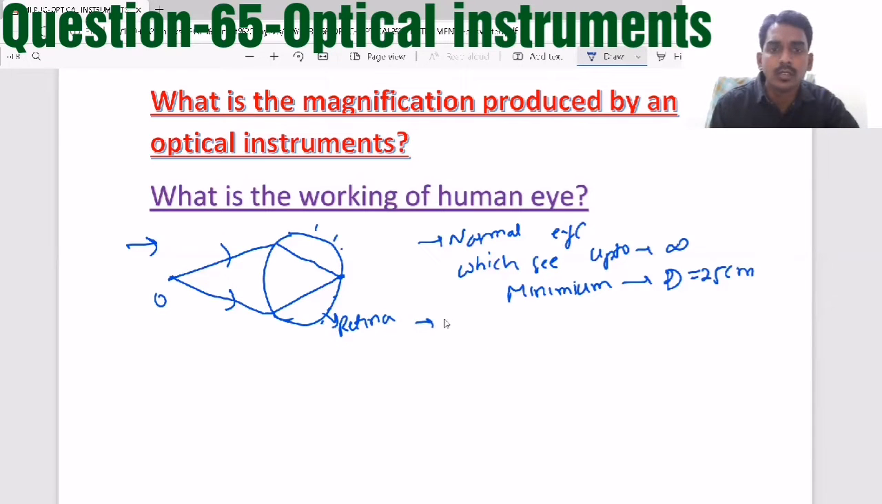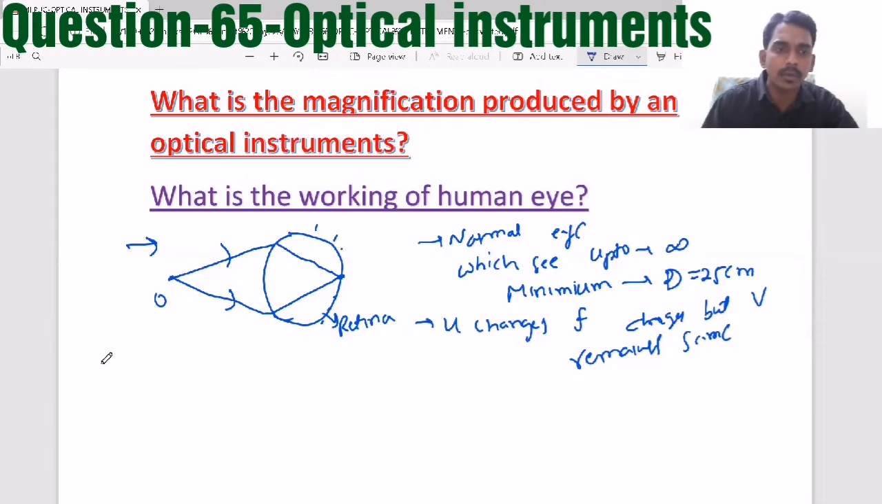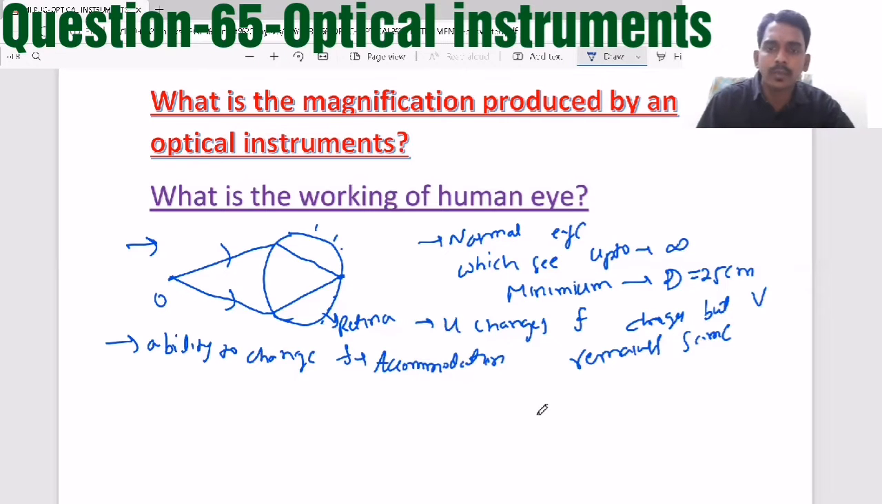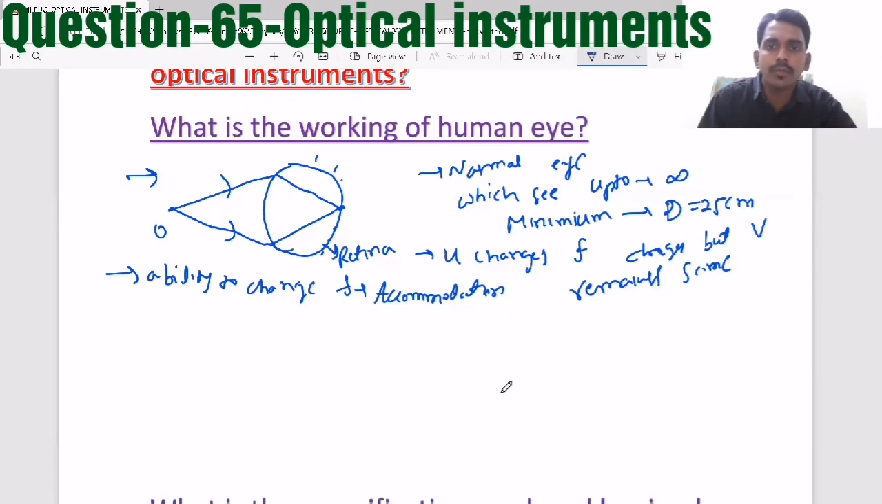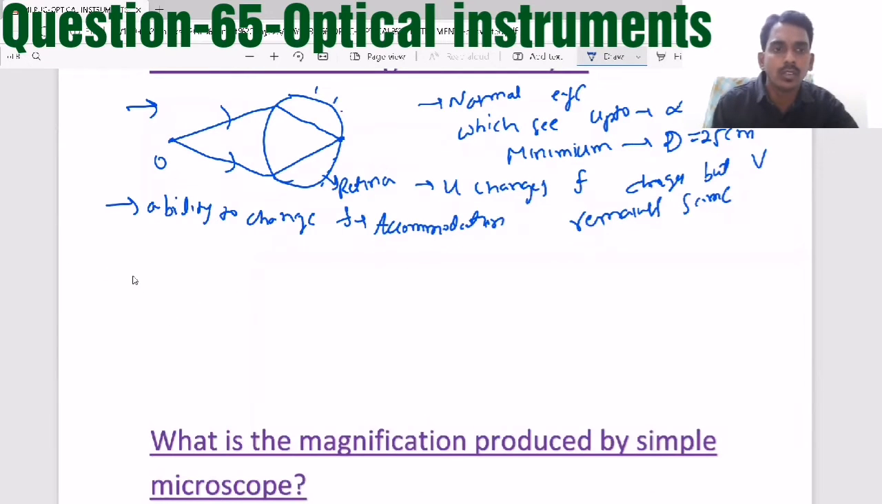And here U changes, F changes, but V remains the same. So the eye lens has the capability to change its focal length. The ability to change focal length, we call it accommodation. The eye lens has that ability because the image always forms on the retina itself. The V value is fixed, but the F value keeps on changing according to the U value.